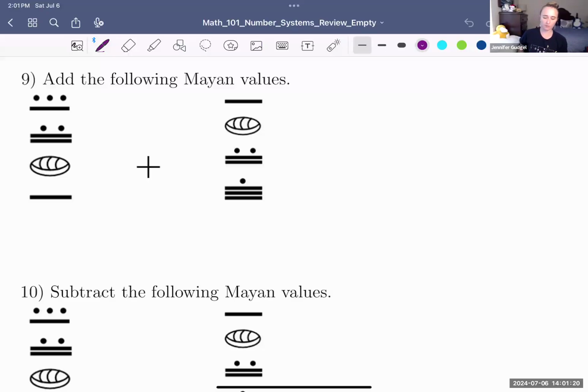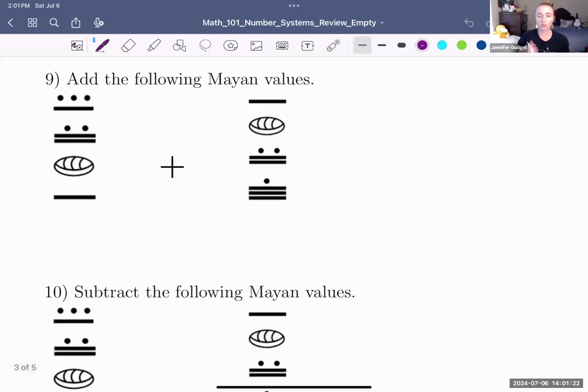We are going to add and subtract the following Mayan values. So we are not converting this into the Hindu-Arabic system. We're going to leave this as the Mayan values. We're going to add them together. We're going to subtract them from one another.